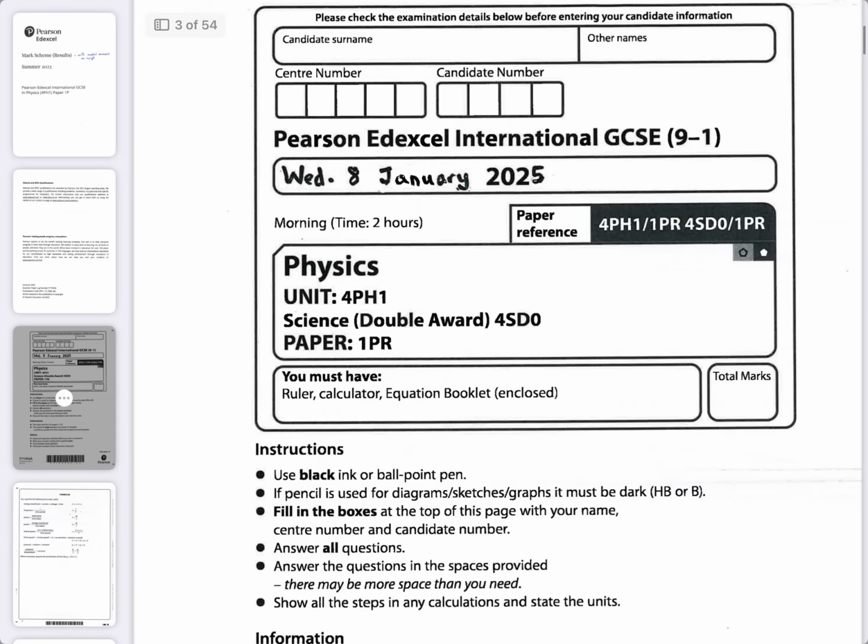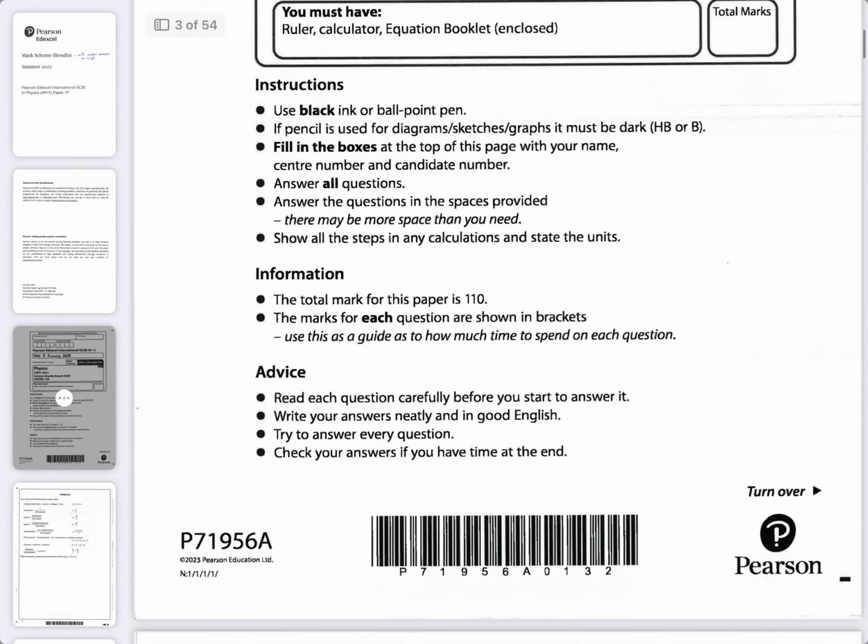Make sure when you go into the exam that you are aware that they give you a complete equation booklet. I stapled it to the back of the paper. And you need to take in a protractor in some of the exams in case you need to measure angles. In this particular exam, you didn't need a protractor, but for physics exams, generally you need a ruler, a calculator, and a protractor.